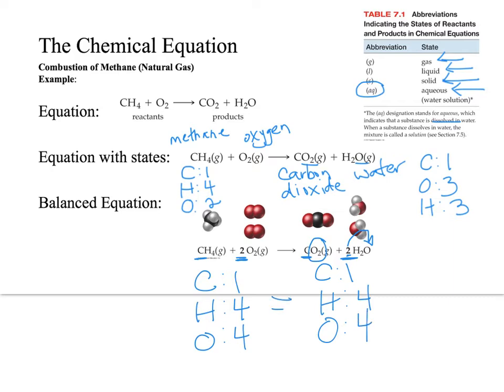You can see that by balancing the equation, we have now balanced out the number of elements in the reactants with the number of element atoms in the products. And that now agrees with the law of conservation of matter and mass.